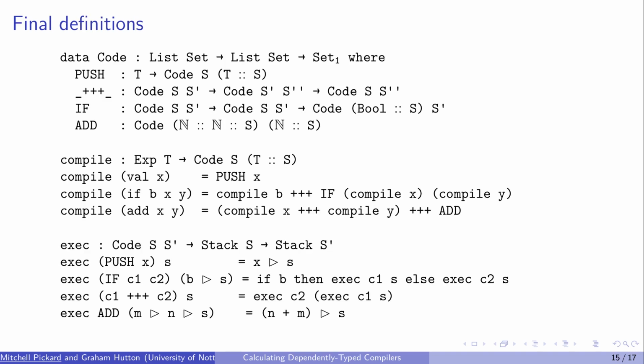Once we do that for all of the cases, we get this. So we create several different code constructors. Each of them have types that are nice and precise, thanks to the dependent types. And then we have our compiler and our execution functions. So that is the basic overview of all the methodology.